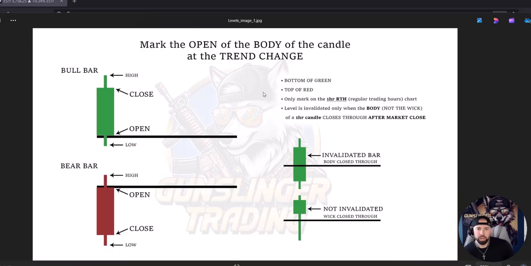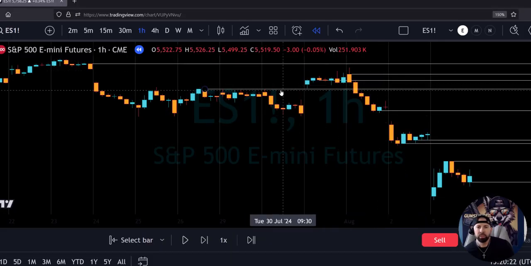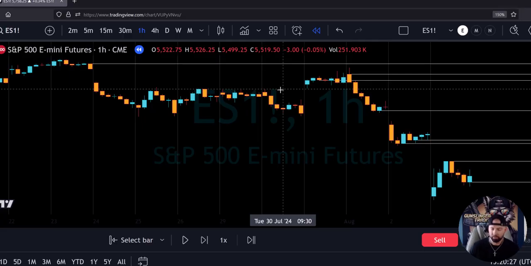So bottom of green at the trend change. Top of red at the trend change. Only mark on the 1 hour during regular trading hours. Levels are invalidated only when the body, not the wick, of a 1 hour candle closes through after the market is closed, meaning we don't invalidate levels until the market has closed and trading is done.